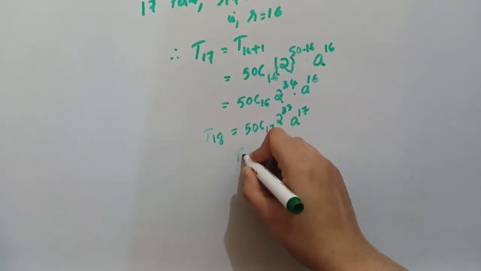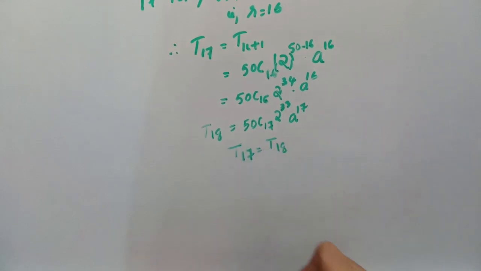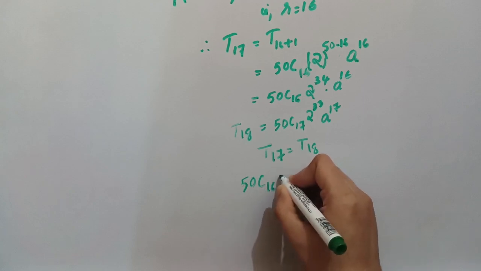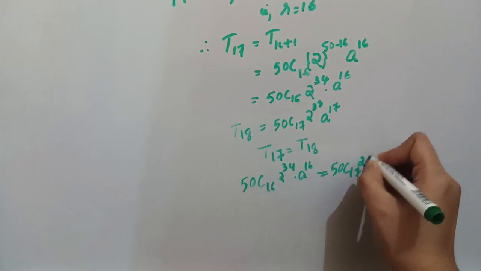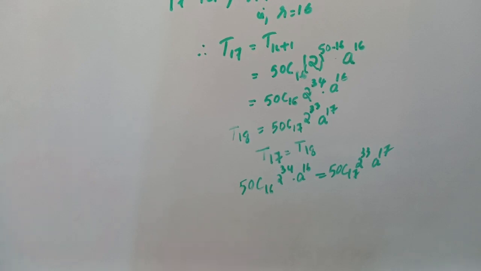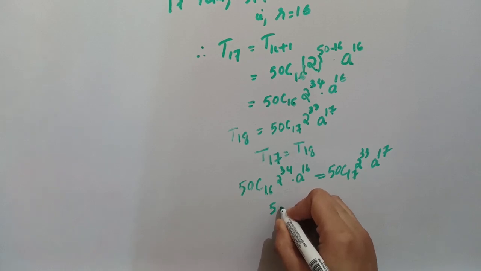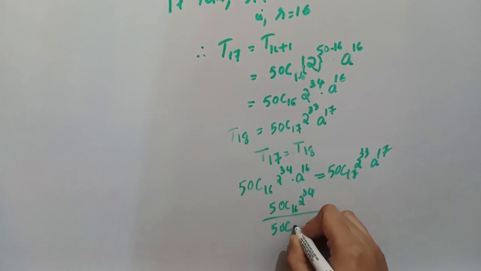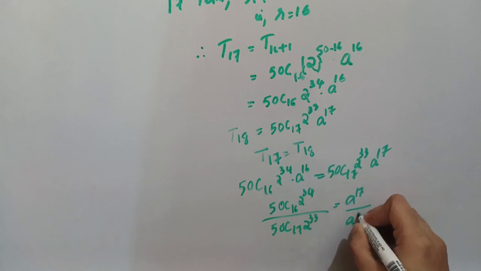Also, we know that T17 equal to T18. That is given in the question: the 17th and 18th terms are equal. Therefore, we can write 50C16 2 raised to 34 into a raised to 16 equal to 50C17 2 raised to 33 a raised to 17. If two terms are equal, we can equate the two terms. Therefore, we can write 50C16 2 raised to 34 divided by 50C17 2 raised to 33 equal to a raised to 17 divided by a raised to 16.